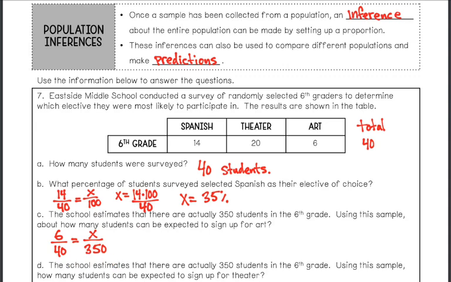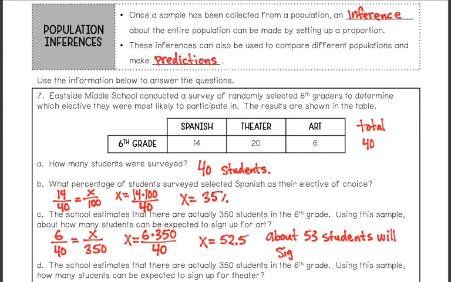I then set up my cross product by multiplying the things that I know and dividing by the leftover. So I multiply 6 times 350 divided by 40, and I'm going to get a grand total of x equaling 52.5. Now, you can't have 0.5 of a person, so we're going to round in this case, and we're going to go ahead and say there's about 53 students that will sign up for art. Okay, next question.